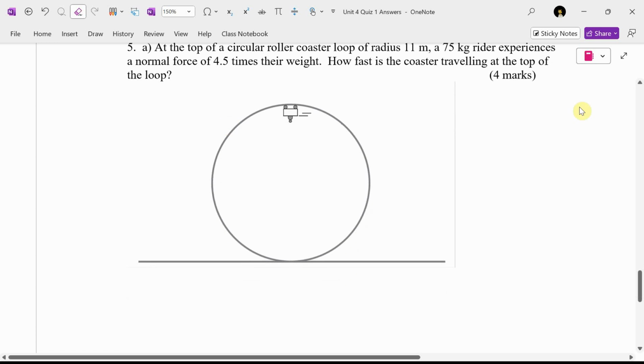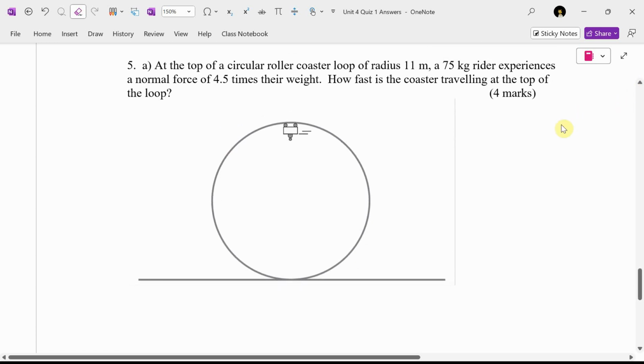How fast is it traveling? Leo, what might this be a good job for? How do I know? We're tracing out a circle. Oh, and also how fast? I'm pretty sure I'm going to use mv squared over r.